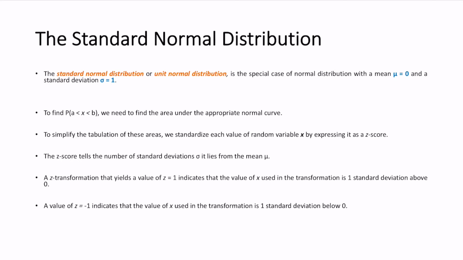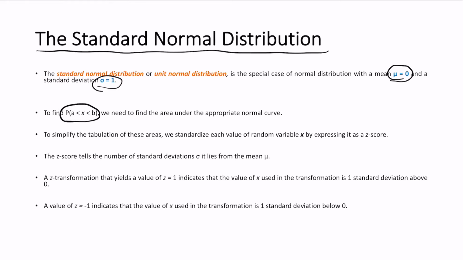Now let's take a look at the next one: how to standardize this normal distribution. A standard normal distribution is one where the mean is 0 and the standard deviation is 1. To find any probability, we basically find the area under the appropriate normal distribution curve.